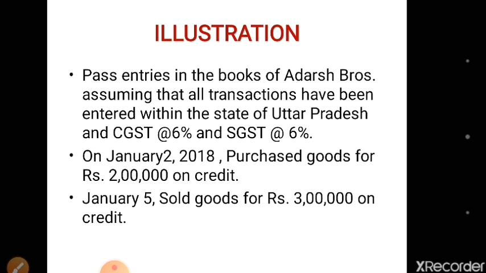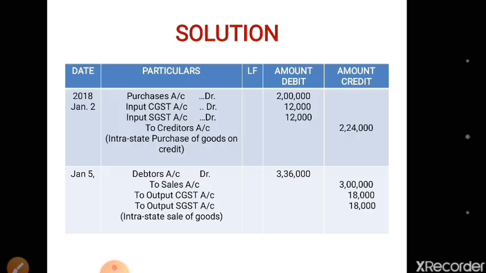Illustration. Pass entries in the books of Adarsh Brothers, assuming that all transactions have been entered in the state of Uttar Pradesh and CGST is 6%, SGST is also 6%. On January 2, 2018, purchased goods for Rs 2 lakh on credit. January 5, sold goods for 3 lakh on credit. Both are on credit basis. The first entry for 2 lakh purchases: purchase account debit, input CGST account debit, input SGST account debit, and since it is on credit basis, creditors will be credited.